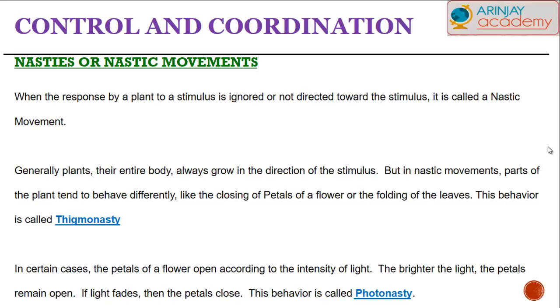Say, for example, the closing of petals of a flower or the folding of leaves. This behavior is called thigmonasty. In certain cases, petals of a flower open according to the intensity of the light. If the weather is bright and sunny, the petals remain open in certain flowers. But if the light begins to fade or when it becomes dark, these petals automatically close. This behavior is called photonasty.